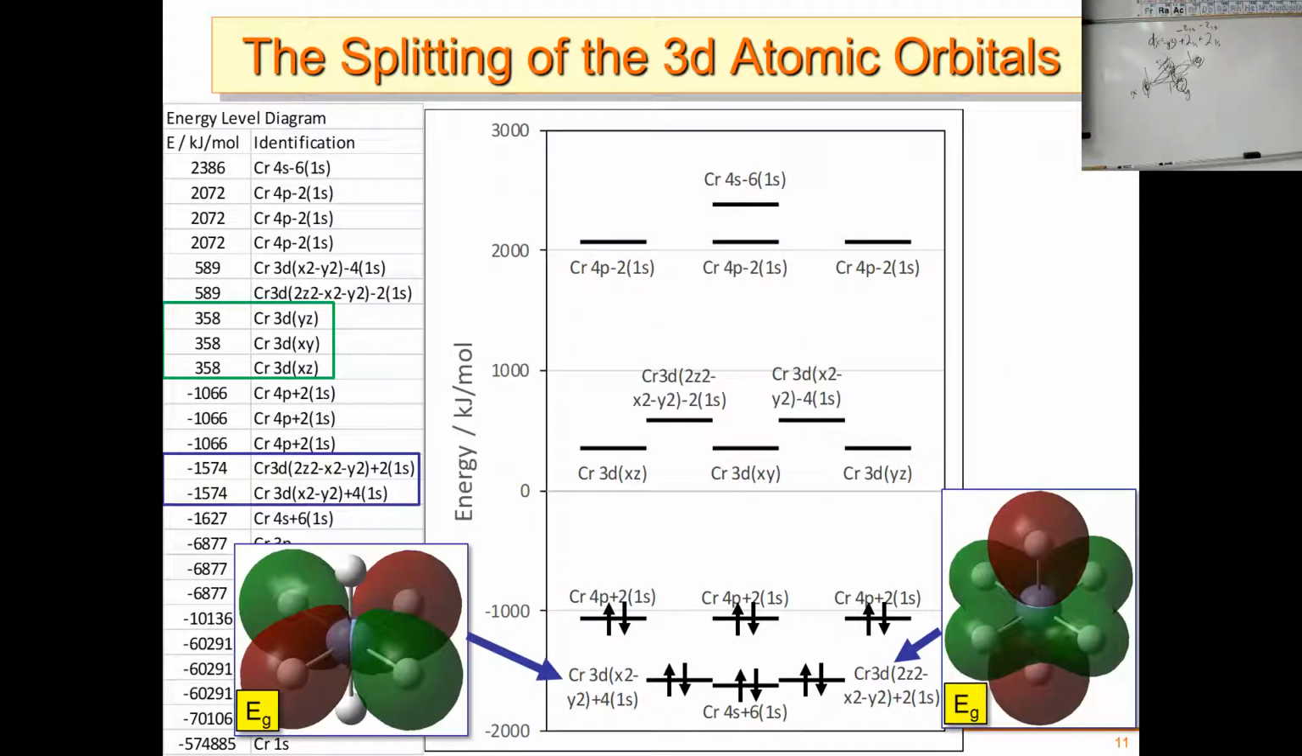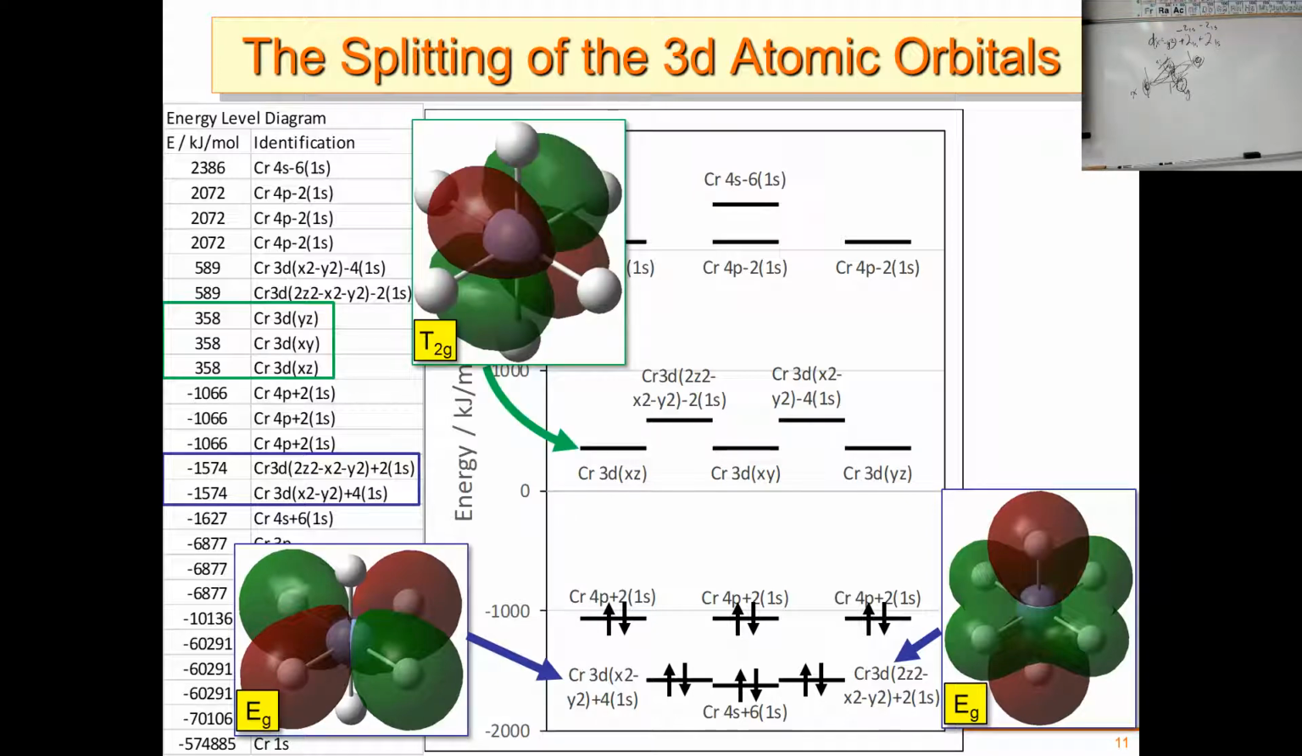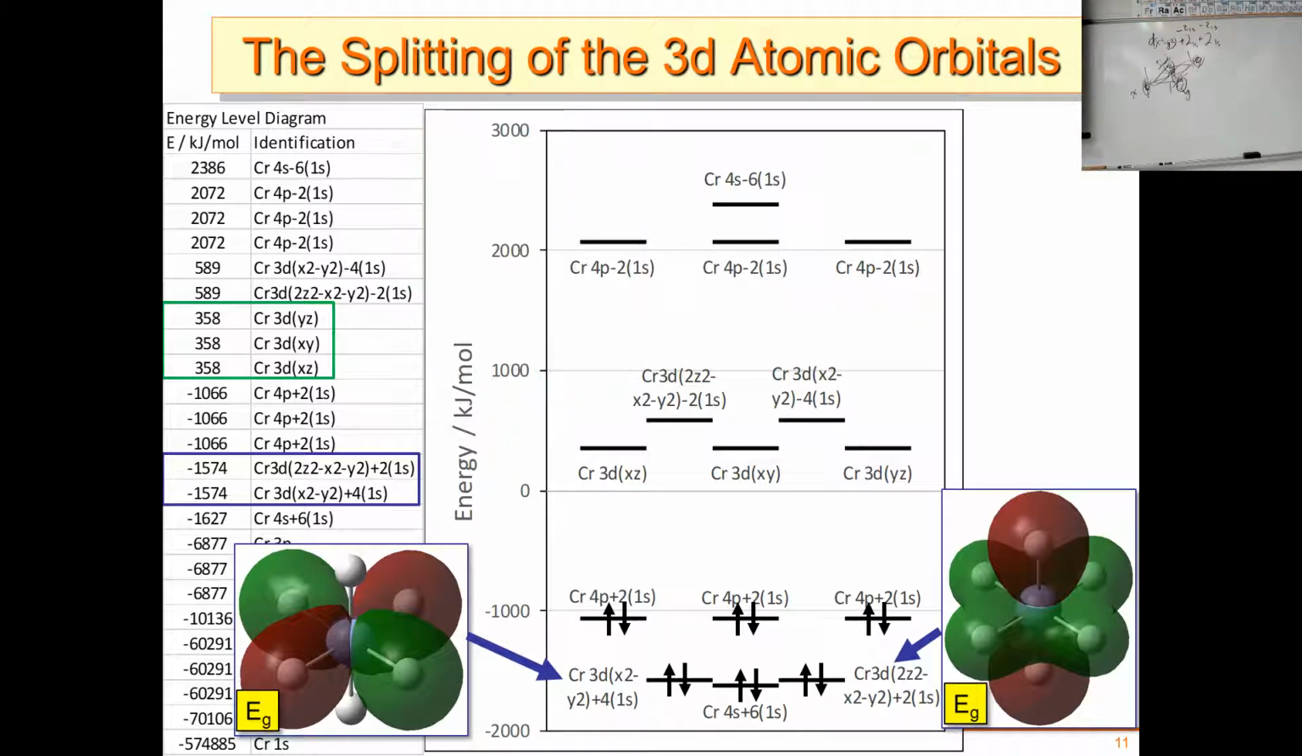Okay, now let's look at what happened. I think we're just looking at the splitting of the 3D atomic orbitals. So think about the 3Ds, right? If we're talking about 4p's interacting with, yes?